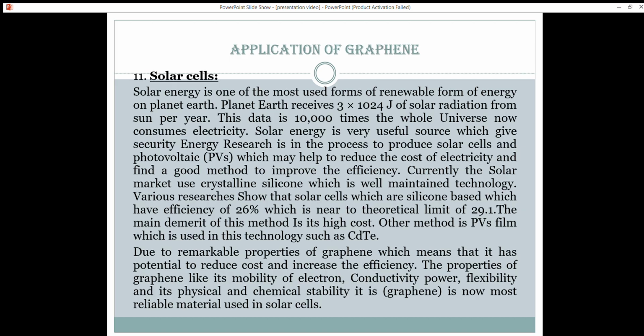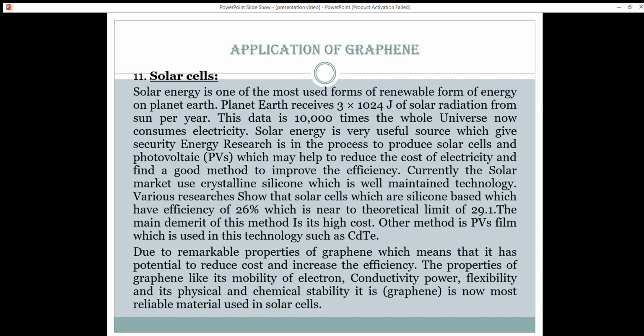Solar energy is a very useful source which gives security. Energy research is in progress to produce solar cells and photovoltaics, which may help to reduce the cost of electricity and find a good method to improve efficiency. Currently, the solar market uses crystalline silicon, which is a well-established technology. Various researchers show that silicon-based solar cells have an efficiency of 26%, which is near the theoretical limit of 29.1%. The main demerit of this method is its high cost. So by using silicon, the cost will be high.